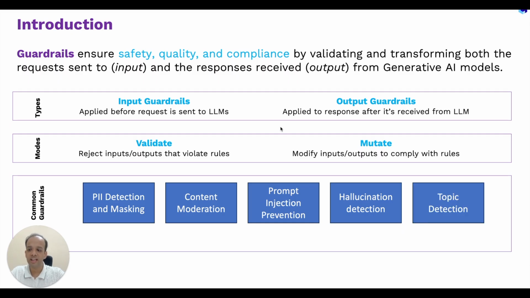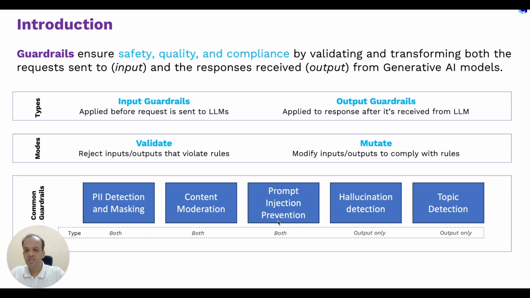Then we have topic detection, which is about identifying and categorizing the subject matter of AI inputs and outputs to ensure the content aligns with intended use cases and organizational policies. So basically, if you want the response to stay within business domain boundaries, if you want to prevent discussion of sensitive or off-limit subjects, maintain focus on specific topics or industries, or even filter content based on organizational guidelines, you would want to use the topic detection guardrail.